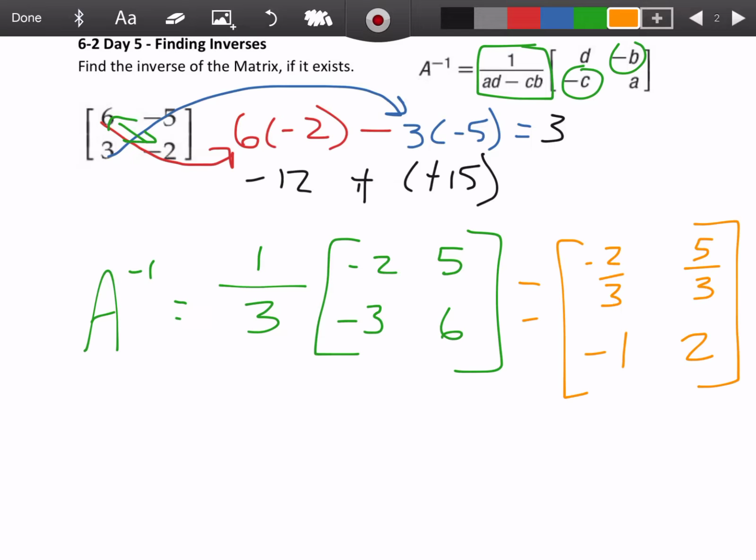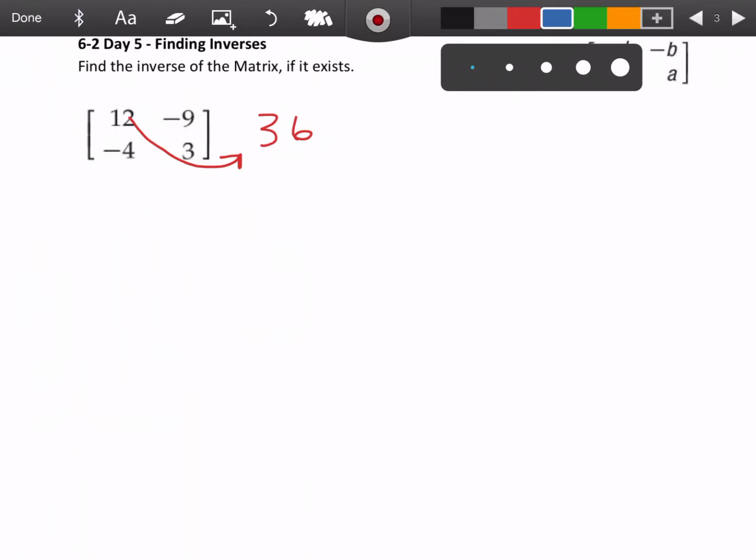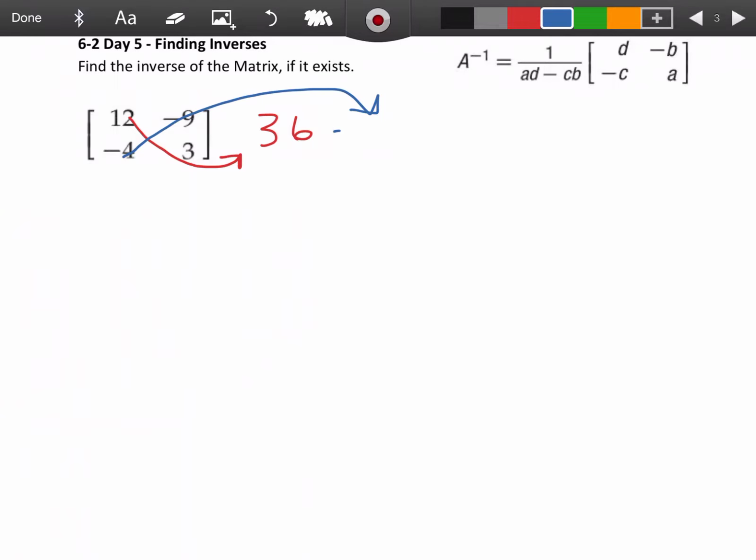And if you can remember from a couple of videos ago, if we were to multiply our original matrix and this matrix, we would get the identity matrix of 1, 0, 0, 1, just like that. So this is how you would find the inverse of that example. Moving on to another example, here we'll go 12 times 3, which is 36, and then we have negative 4 times negative 9. That's a positive 36 as well, and that makes 0.